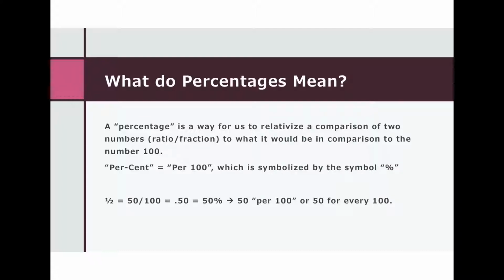So just to go through an example here, if we have a half, we know that equates to half of 100, or 50 out of 100. As a decimal, if we divide 50 by 100, that moves the decimal, which would be at the end of 50, back 2 spots. Whenever we divide by 100, it moves the decimal to the left the number of zeros that we have in the multiple of 10. So with 100, it moves it back 2 spots. And then we express that as 50%. So 50 per 100, or 50 for every 100.